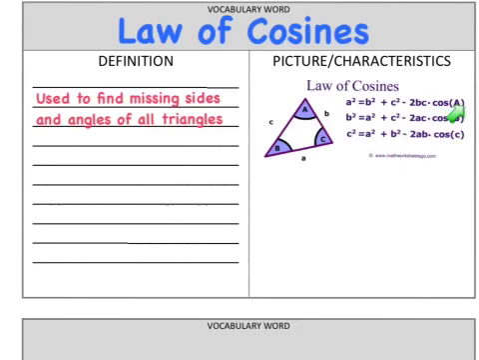Notice that cosine A here, this is angle A, that would be going with side A here. And then B, B, C. This should be a little bit bigger C right here, capital C. Okay, so if you're looking for side A, you would use this one. Side B, side C. If you're looking for angle A, you would use this one, angle B, and angle C. So let's give it a try.